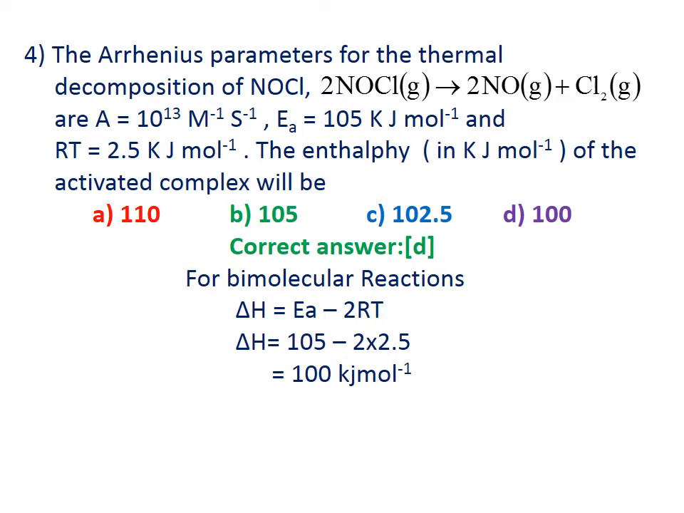The enthalpy of the activated complex. First, consider it a bimolecular reaction. For a bimolecular reaction, delta H is equal to Ea minus 2RT. Here Ea is given and the RT value is given, so substitute. Delta H equals 105 minus 2 into 2.5 kilojoules per mole, which is 105 minus 5, equal to 100 kilojoules per mole. That is the answer. The correct option is D.